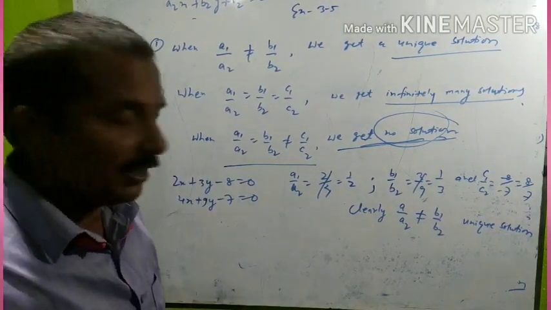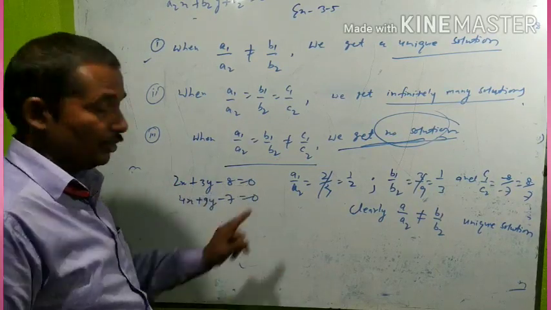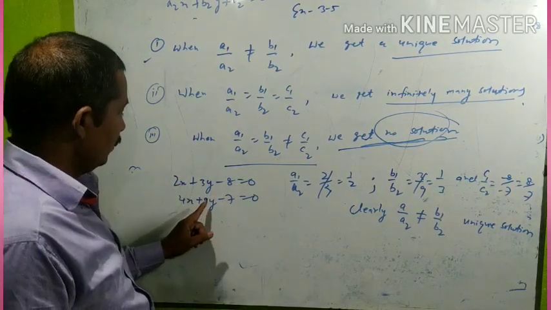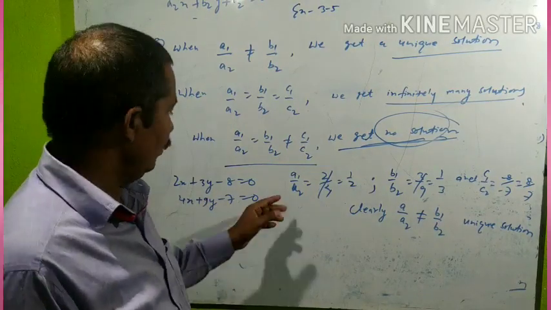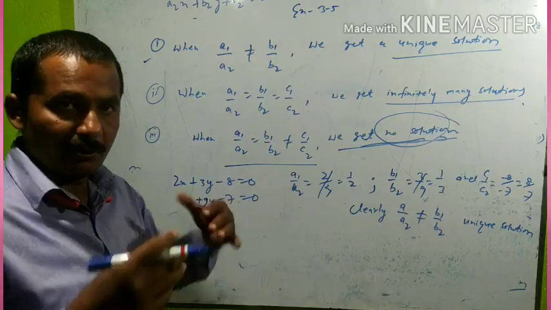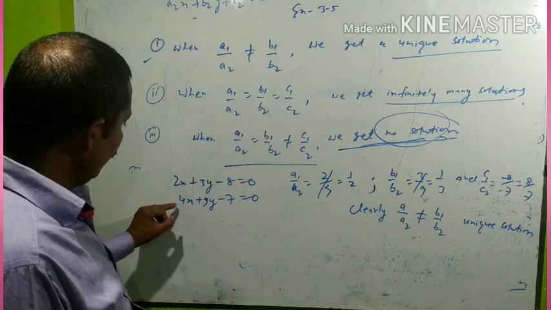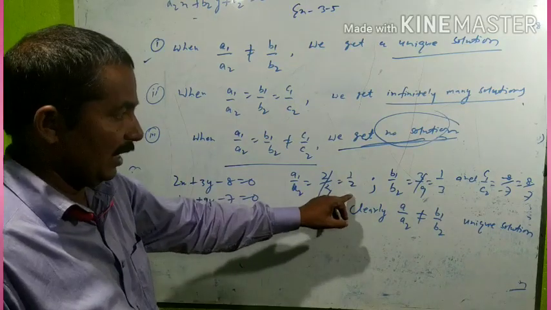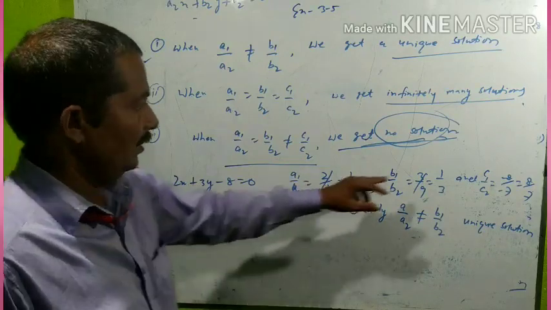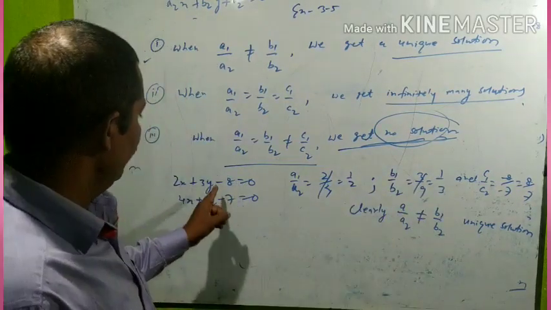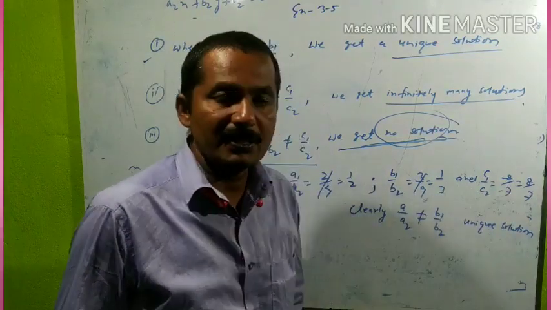One more example I have taken here. If 2x plus 3y minus 8 is equal to 0, 4x plus 9y minus 7 is equal to 0. Look here. You will get the ratios of a1 by a2, b1 by b2 and c1 by c2. a1 by a2 is 2 by 4, half. b1 by b2 is 3 by 9, 1 by 3. c1 by c2, minus 8 by minus 7, ratio is 8 by 7.